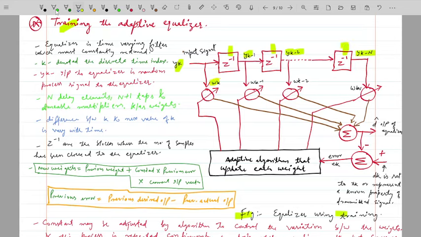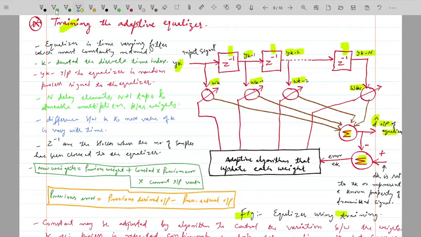These are the weights w of k minus 1, w of k minus 2, up to w of k minus n. These weights may be changed accordingly. Here is the input signal, and here is the summation of all these weighted inputs. This is the estimated output of the equalizer, and this is the summation or subtraction point for the error signal.